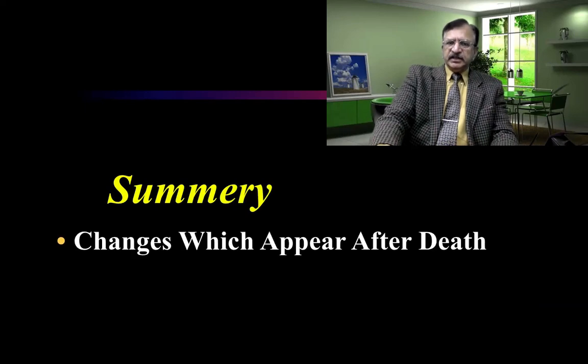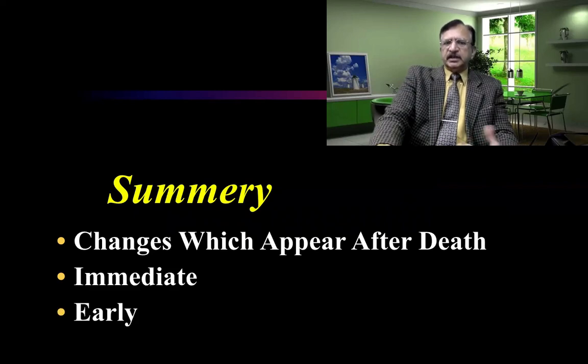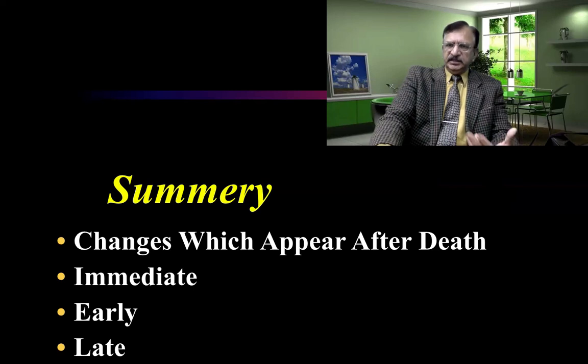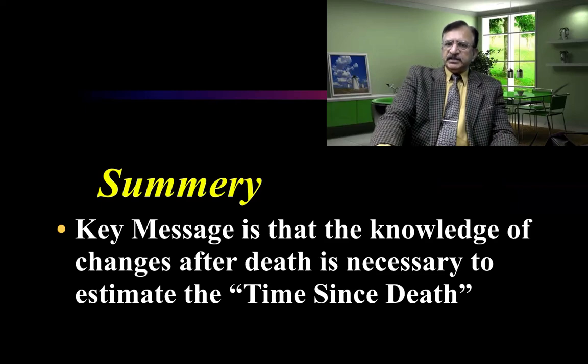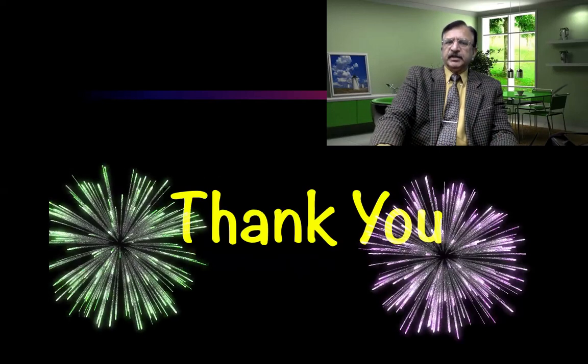So the summary of this lecture is that we tried to understand what are the changes which appear after death and why they are necessary to understand. They are the immediate changes, early changes, and late changes. In this lecture, we have talked about the immediate changes. They are the loss of the tripod of life, certain skin changes, and certain eye changes. The key take-home message is that knowledge of these changes after death is necessary because we have to estimate time since death. Thank you very much.